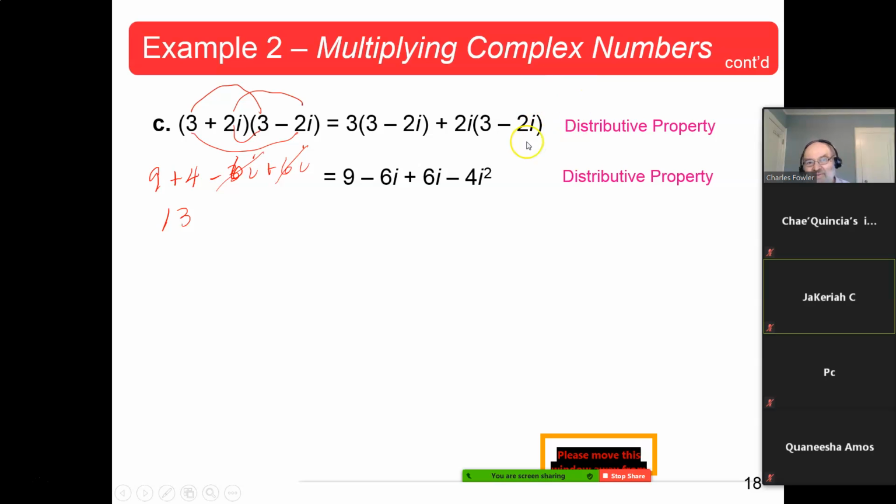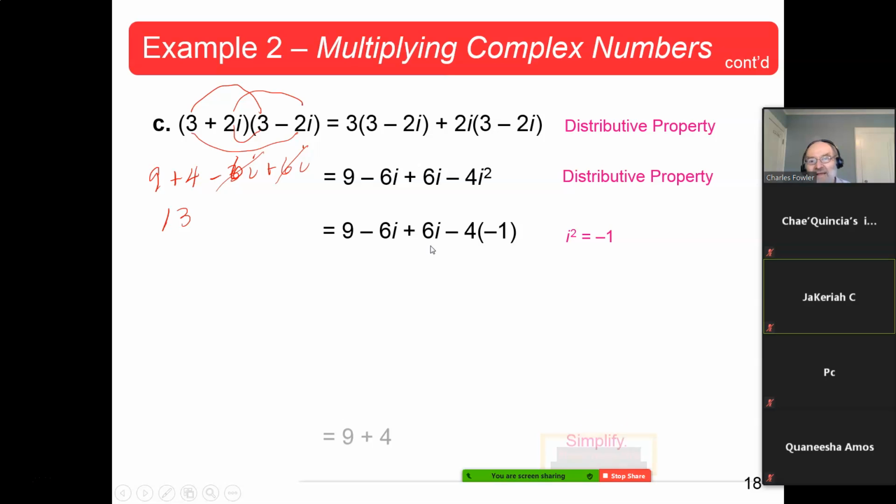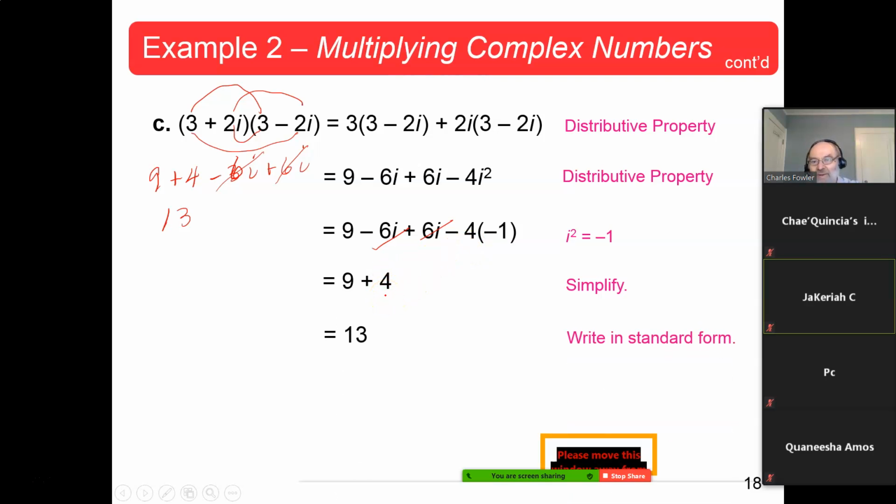And then they notice that the i squared is a negative 1. So that would be minus 4 times minus 1, which is plus 4. The real part's a 9 plus 4. Nope, they do it another step there, perfectly fine. And then these add to 0. Minus 6i plus 6i adds to 0. This gives you a plus 4, and you get 13, which is what we got way up here.